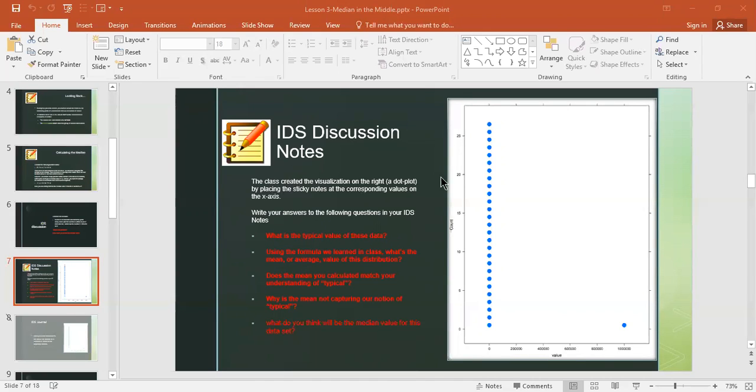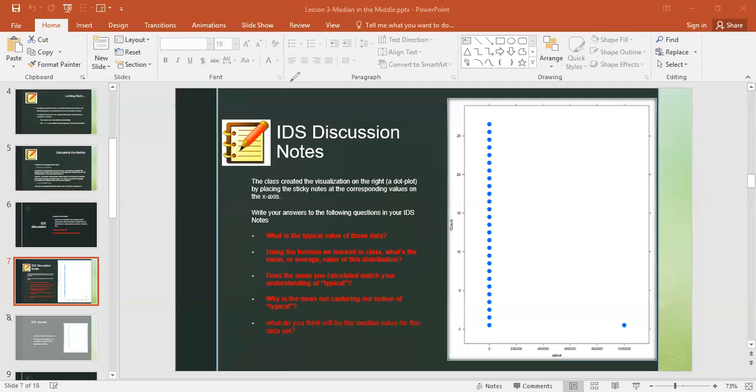So the class created a visualization on the right, a dot plot here, by placing the sticky notes on the corresponding values on the x-axis, okay? So I want you guys to consider these questions for your notes. What is the typical value of this data? And then I want you to use the formula we learned in class and calculate the mean or average value of this distribution.